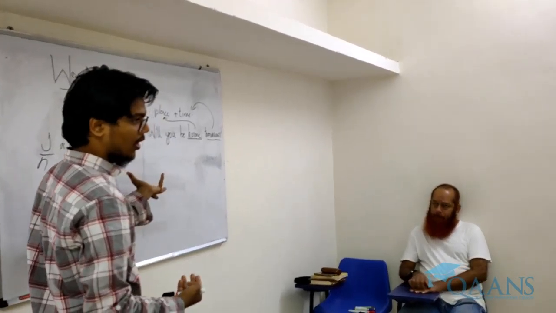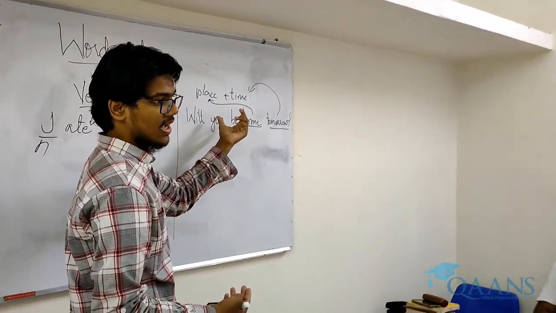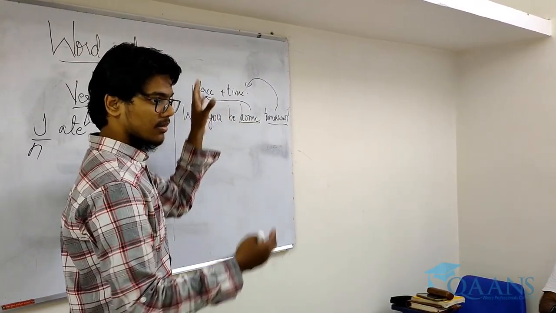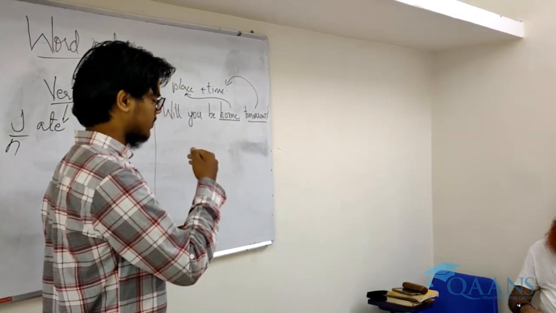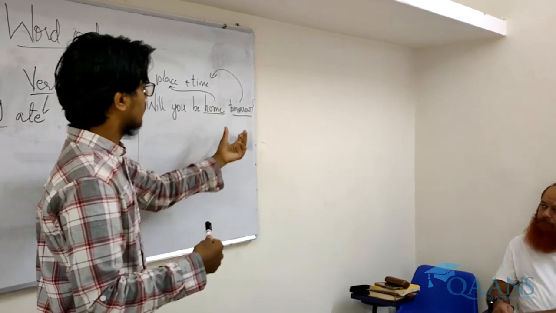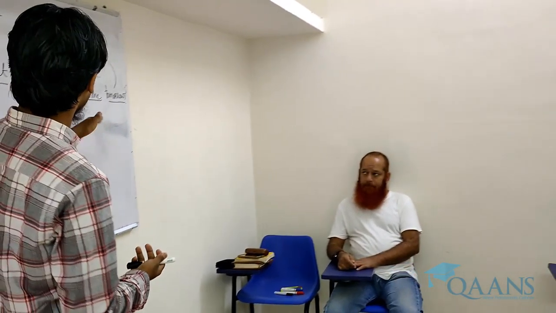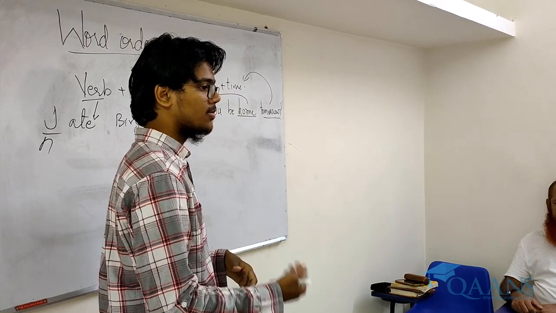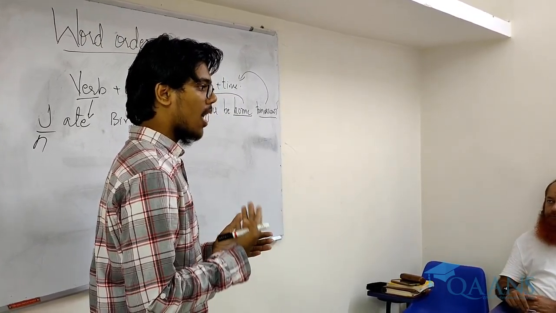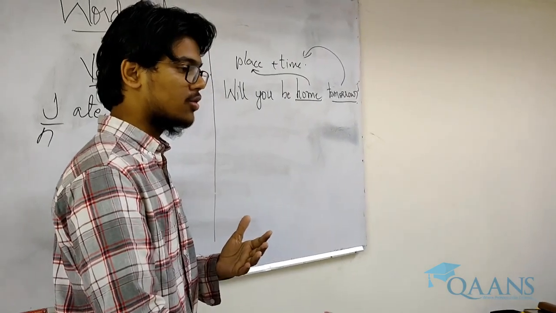And another word order would be place plus time, in which a given place will be used before the time. So I gave an example. Will you be home tomorrow? It means that, for example, I have a plan to visit you tomorrow, so I can ask, will you be home tomorrow? Will you be present in your home tomorrow?